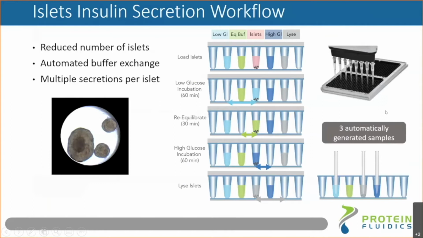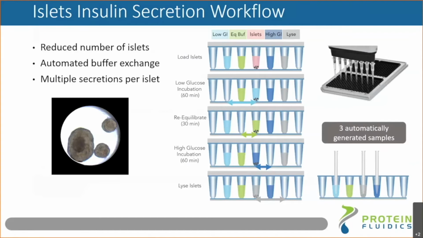So at the end of his process, he's now generated 3 samples: a low glucose solution, a high glucose solution, as well as the lysed islets for normalization. You could also throw in a 3rd or a 4th step here if you wanted to look for the effect of different compounds on the insulin secretion. You could do that.